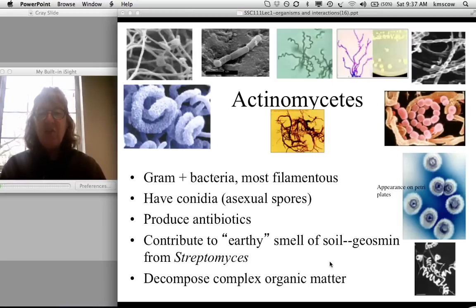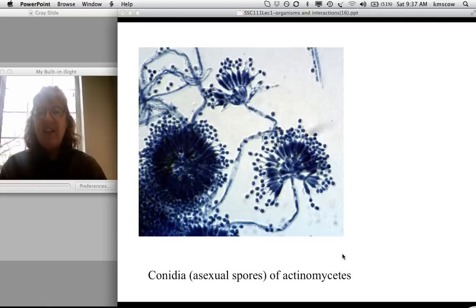Also, actinomycetes contribute to that characteristic smell when it first rains, particularly when it hasn't been raining a lot. There's a compound called geosmin, which is produced by Streptomyces, that is released when it first rains, and you get that wonderful smell of the earth. And actinomycetes are good at breaking down complex organic matter. And here are some pictures of conidia of actinomycetes, just showing you that they're way more attractive looking than those boring little rods and cocci that most bacteria have.